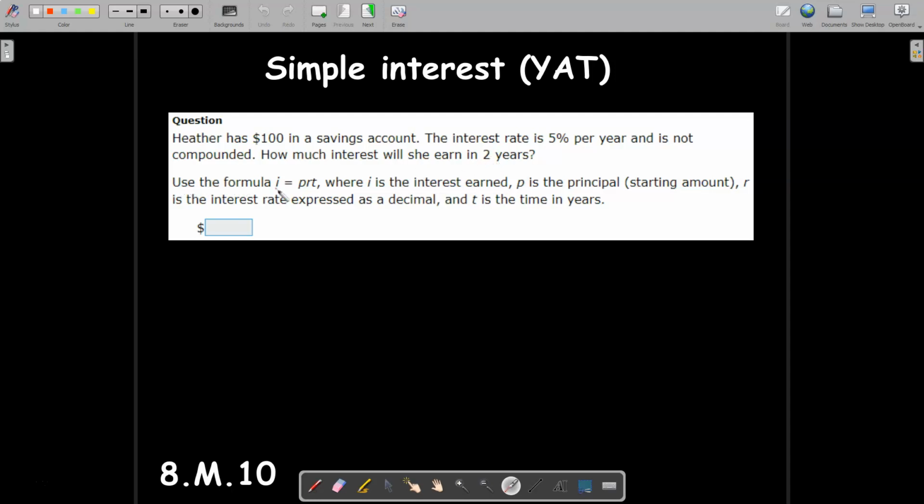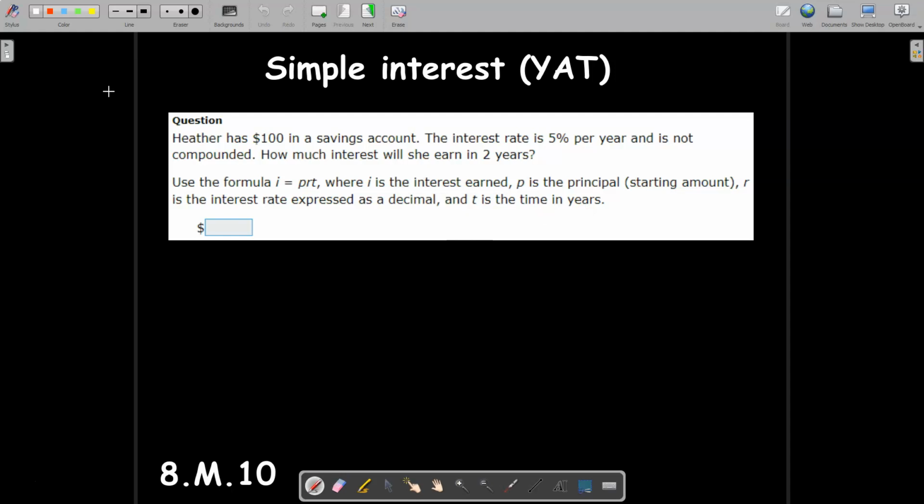They tell us here to use the formula I equals PRT, that's P times R times T, where I is the interest earned. P is the principal, and principal is a fancy word for the starting amount. And R represents the interest rate. Notice R for rate, so interest rate is going to be represented with the letter R, and expressed as a decimal. So we want to express the interest rate as a decimal. We've been doing that in other activities, turning percents to decimals. And T is the time, and that time is always measured in years.